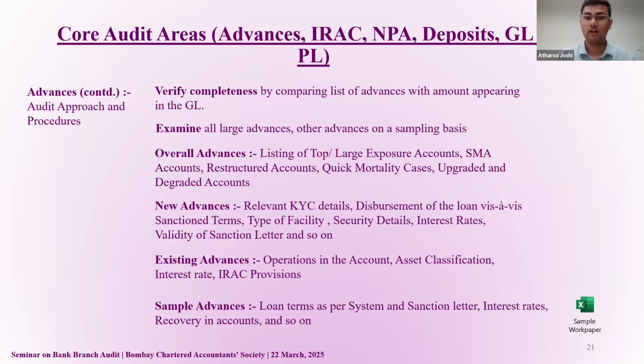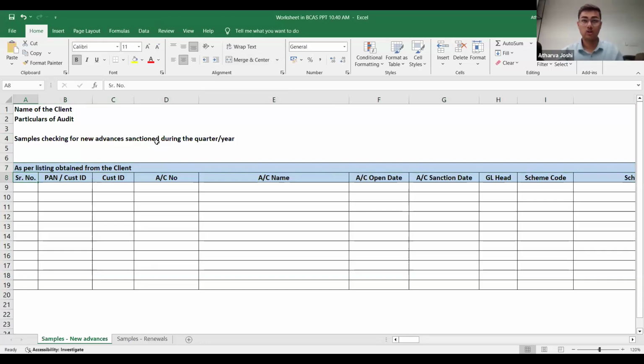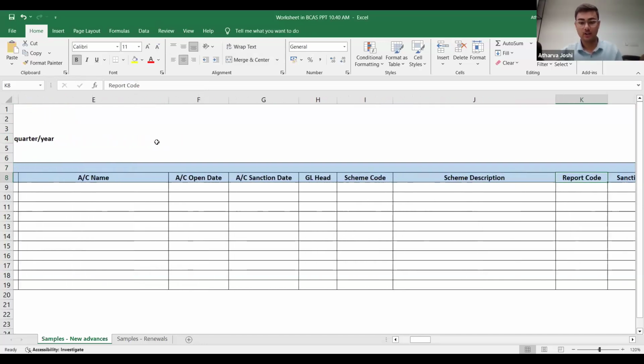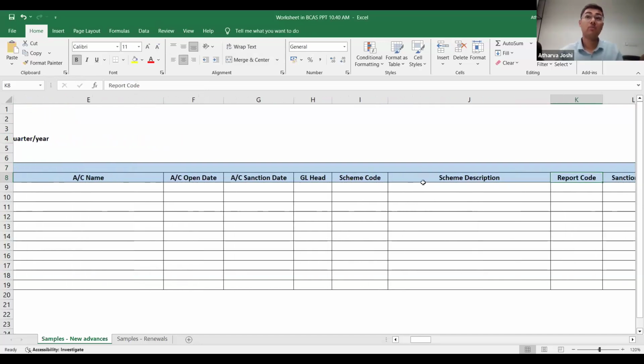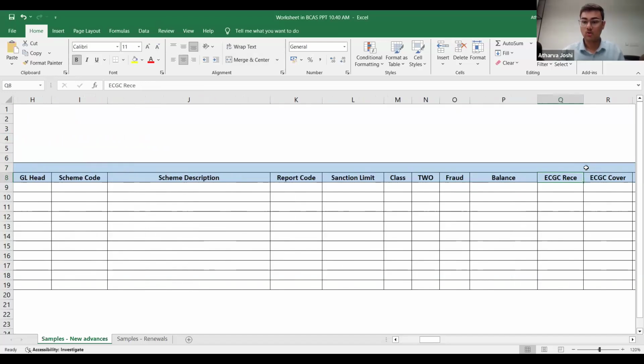So now, as we have taken samples from our new advances and existing advances, let me just share my screen. Yes, so as you can see on your screen, the Excel consists of serial number, PAN or customer ID, account number, account name, account opening date, date of sanction in the account, what is the scheme of the loan, what kind of loan it is basically, what is the class of loan, whether it is a standard loan, substandard, doubtful, or a loss asset, whether it is a technically write off account, whether any fraud has been committed till the date in that account.